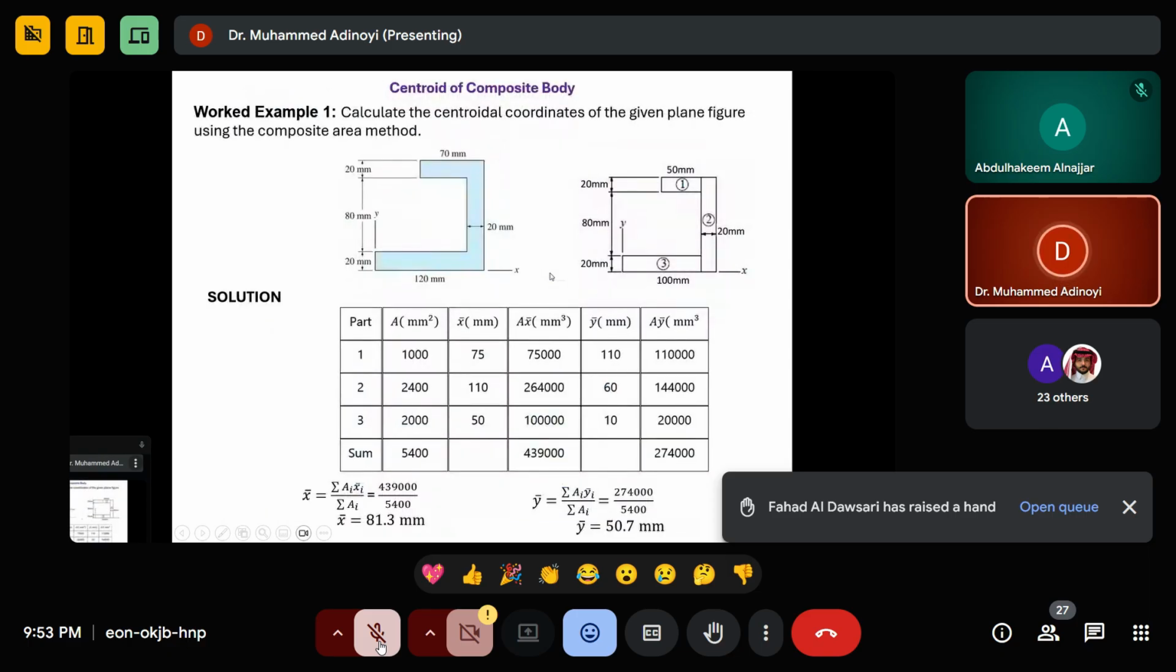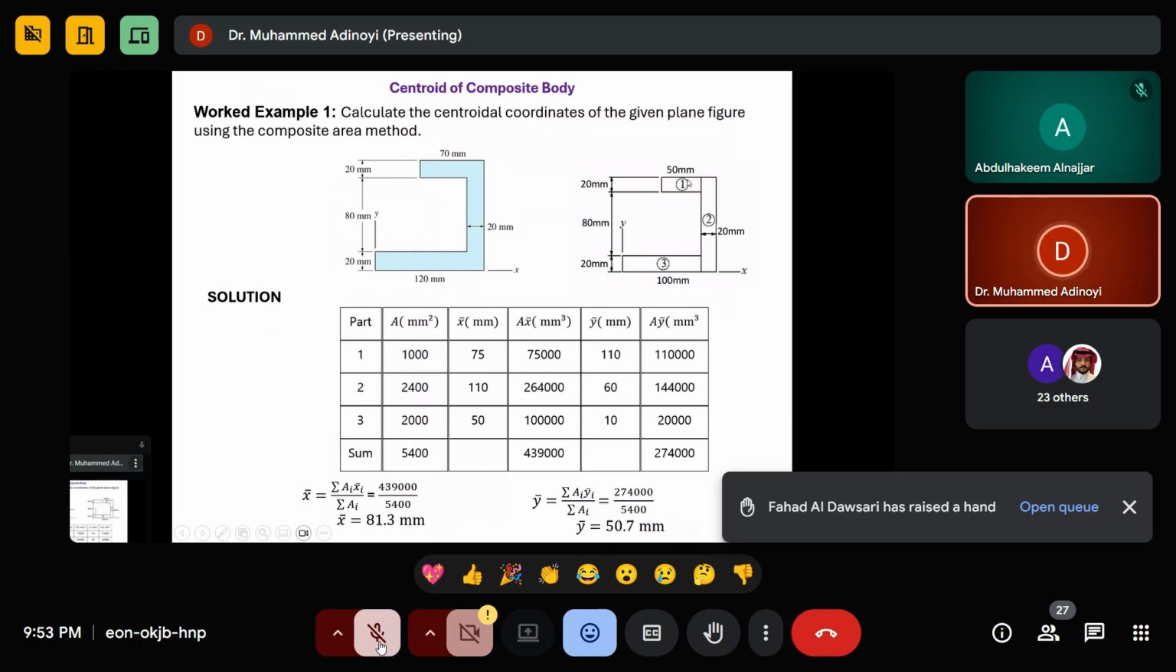So the method we normally use, we call it the composite method, where we divide the shapes into their basic shapes. So for example, if I am given something like this, I can divide it into one rectangle this way, the second rectangle this way, and the third rectangle this way or this way. So we have decided to go this way, here and here. So I now have three basic shapes: 1, 2, and 3. Part 1 is this, part 2, 3.